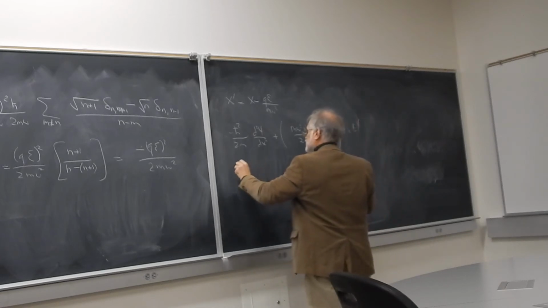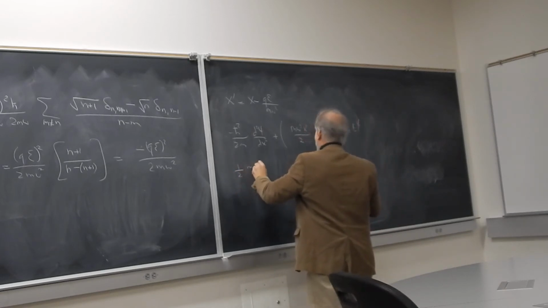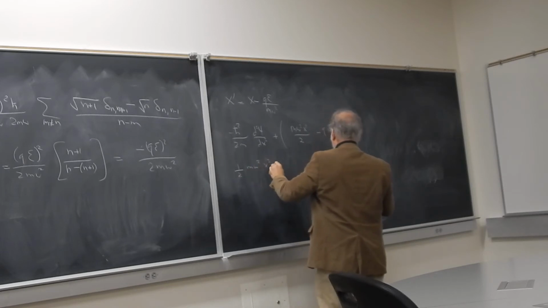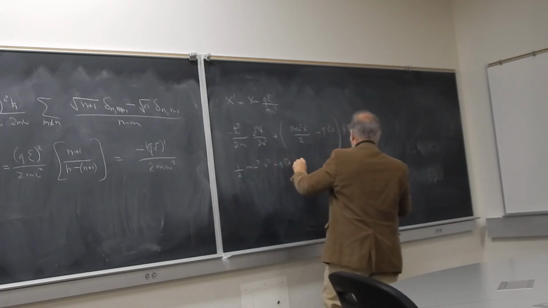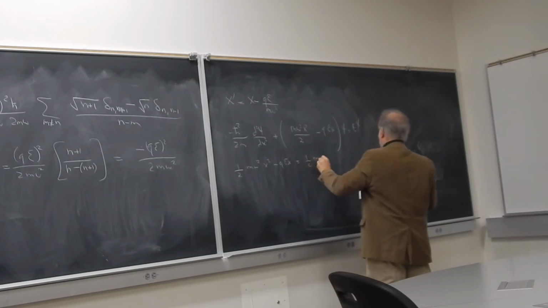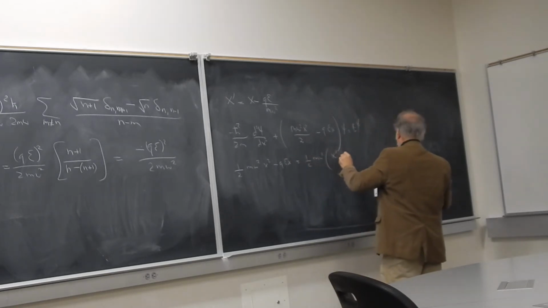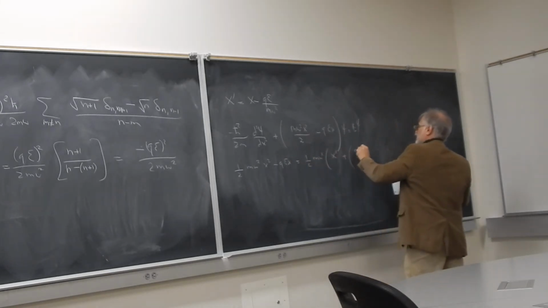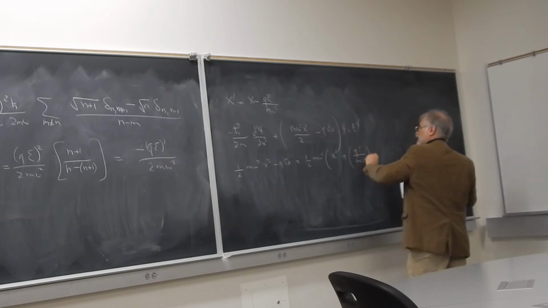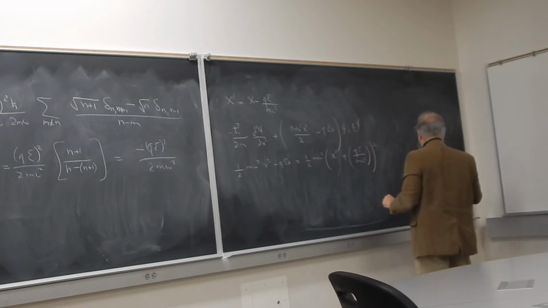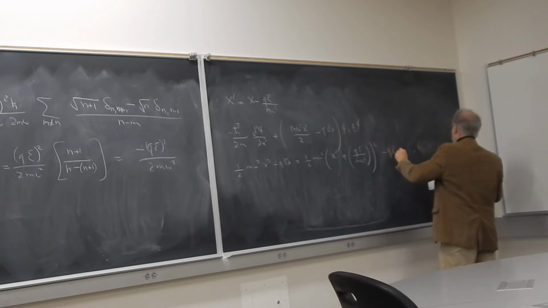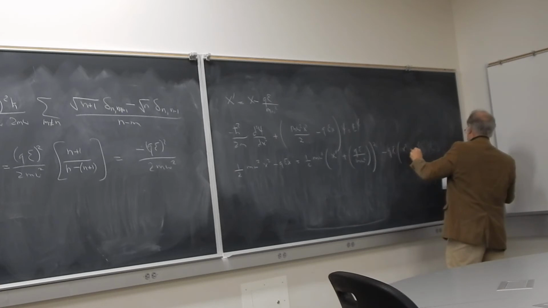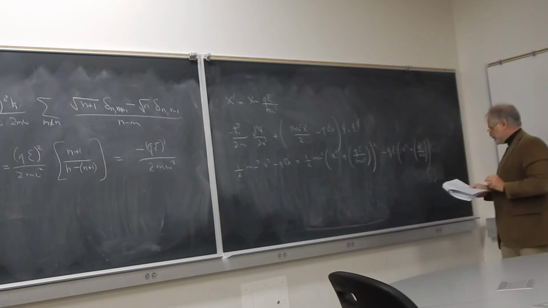But I can write this, one half m omega squared x squared minus QEx, as one half m omega squared times x prime plus QE over m omega squared, minus QEx, squared, plus QE over m omega squared.